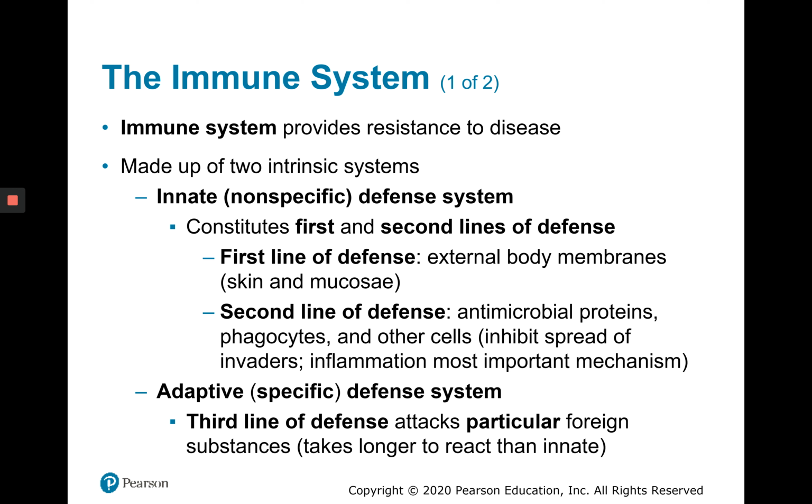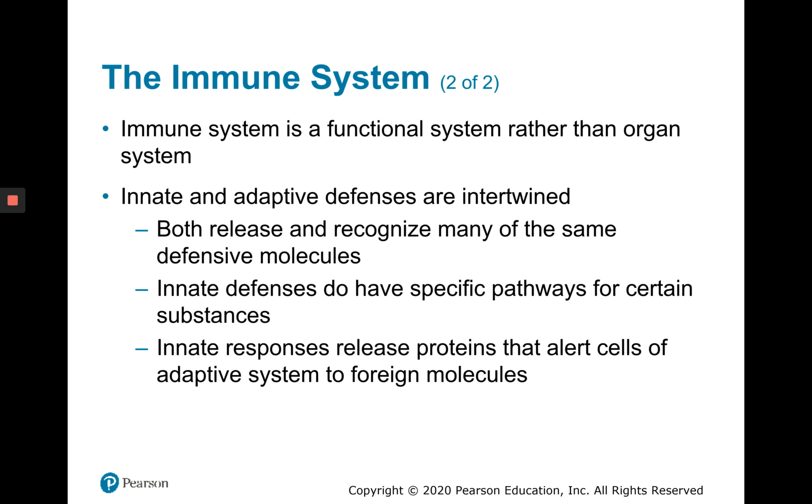It includes both the body's physical barriers and the chemicals and cells in deeper tissues. The immune system is definitely a functional system rather than an organ system. We see that its cells reside in both the cardiovascular and lymphatic systems, and we can often find lymphocytes, macrophages, and other immune cells in tissues. The innate and adaptive defenses are also intertwined. There are certain chemicals and pathways, specifically one that involves complement, where we see some overlap between the triggering of each of these defense systems.